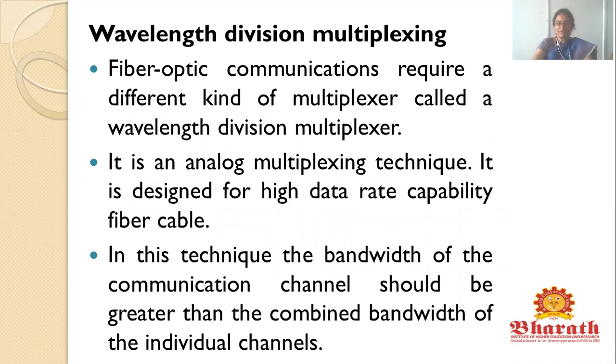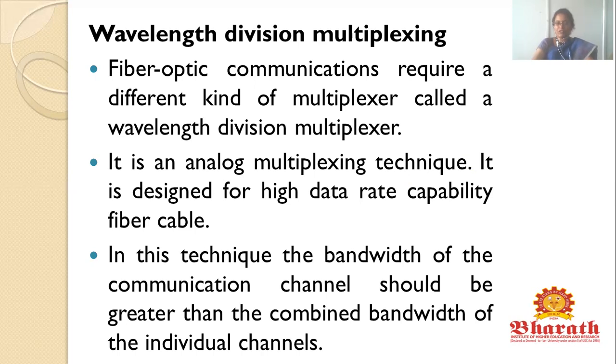So next one is wavelength division multiplexing. Fiber optic communication requires a different kind of multiplexer, which is called wavelength division multiplexing. It is an analog multiplexing technique and it is designed for high data rate capability fiber cable. In this technique, the bandwidth of the communication channel should be greater than the combined bandwidth of the individual channels. So this is the important criterion.